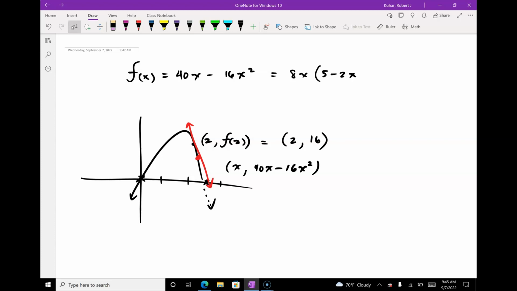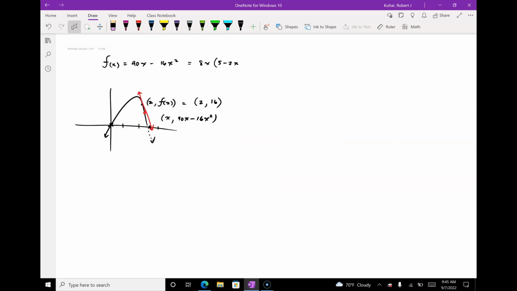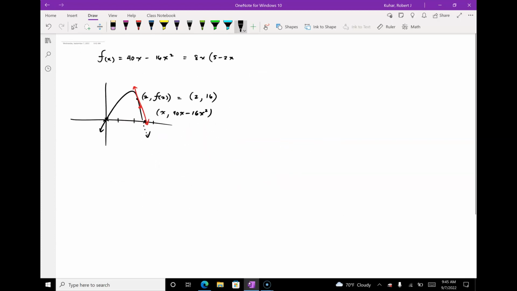So I want us to come up with the tangent slope. And we have this memorized, right? The limit as x goes to c, or x goes to 2, of f of x minus f of 2 over x minus 2 is the tangent slope.